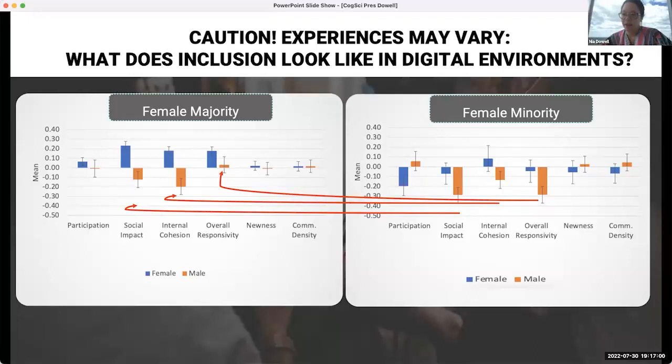And then finally, when males are in the minority, they actually perform a little bit better. So when they're with 3 other females, they become more responsive. They have a little bit higher internal cohesion. They also have a little bit higher social impact. So the takeaway here is that more females is better. And I guess we already knew that, but now we can quantify it. That's a joke, kind of.